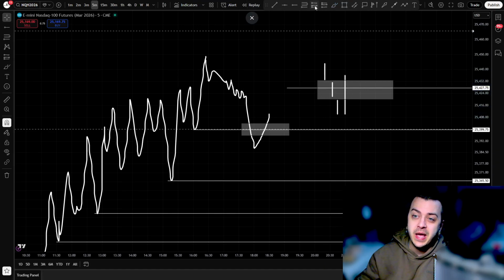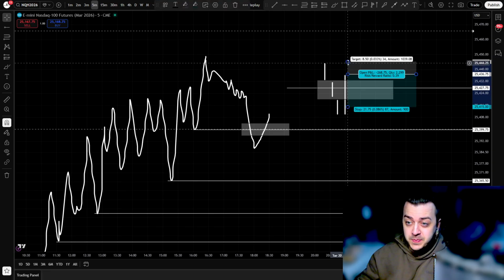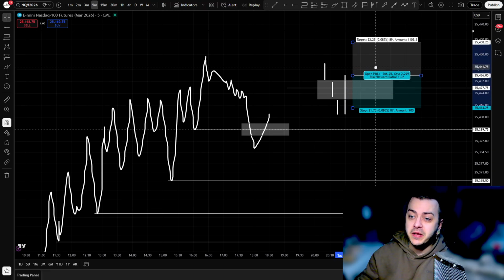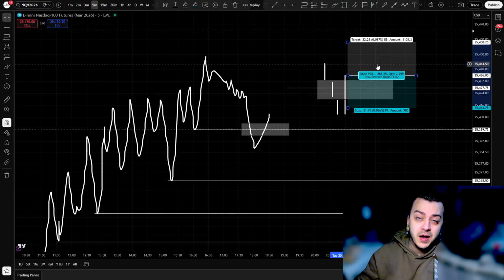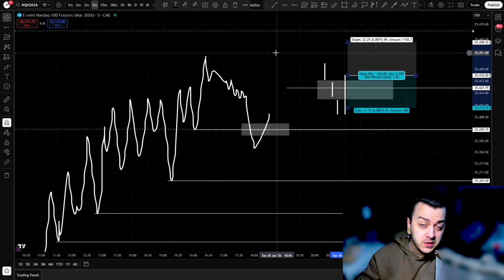And then very simply, my entry model would be, I'm looking for this inversion back to the upside. I enter on the close back above the fair value gap. I'm targeting a 1-for-1. For me, I copy trade a lot of accounts. I risk about $100, $150 per trade.